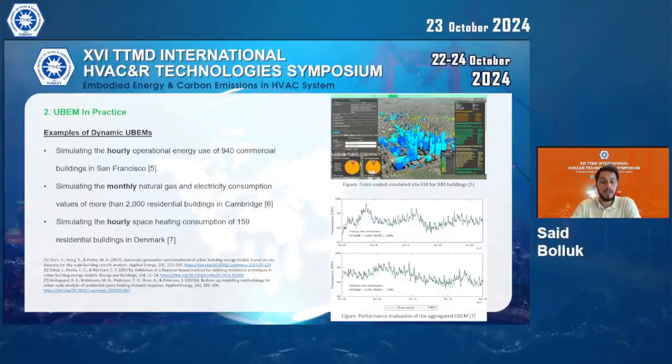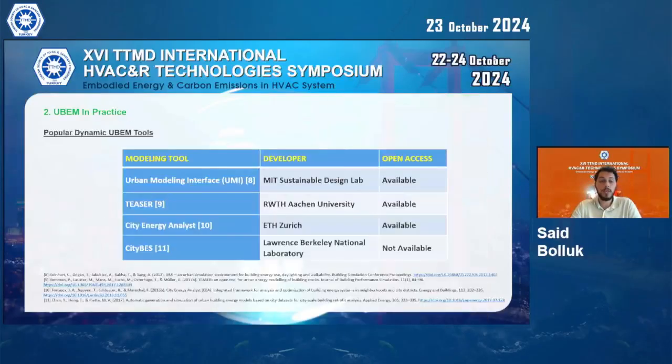For the second one, Sokol developed a dynamic UBAM and analyzed the natural gas and electricity consumption of more than 2,000 residential buildings in Cambridge. And finally, Hedegaard developed a dynamic UBAM to evaluate the space heating consumption of more than 150 buildings. And using this model, they managed the peak hour demand from the domestic hot water consumption. So we see that both the statistical and dynamic UBAMs have the potential to provide accurate energy consumption prediction and the potential to support urban planners to develop energy reduction strategies.